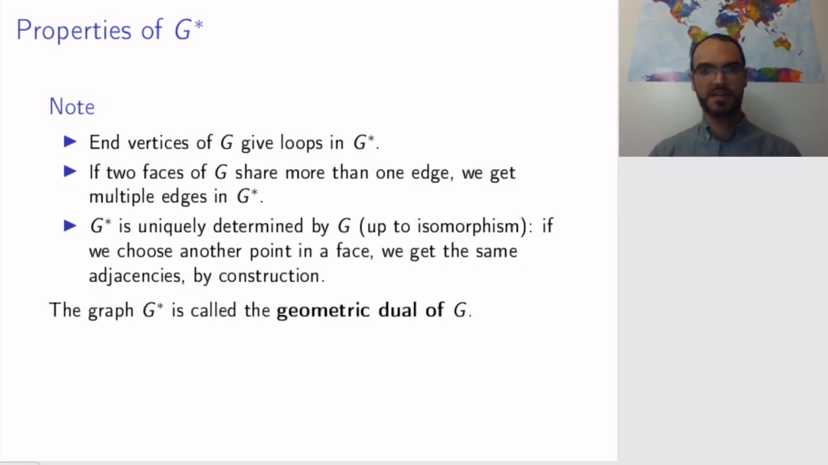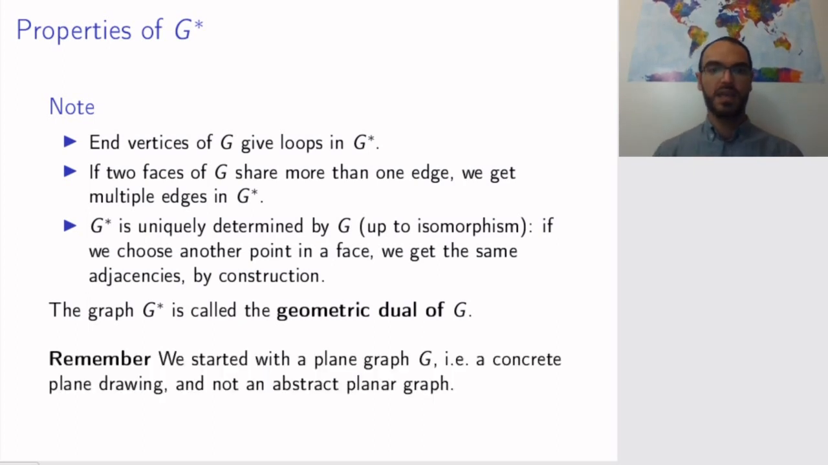So this graph G star has a new name. It's called the geometric dual of G, and it's determined by G, so it is justified to call it the geometric dual of G and not a geometric dual of G. And remember, for this to work, we started with an actual plane graph, an actual drawing in the plane of a planar graph, not some abstract planar graph. We will deal with that situation later, but this procedure gives us a way to construct G star from a plane graph G.